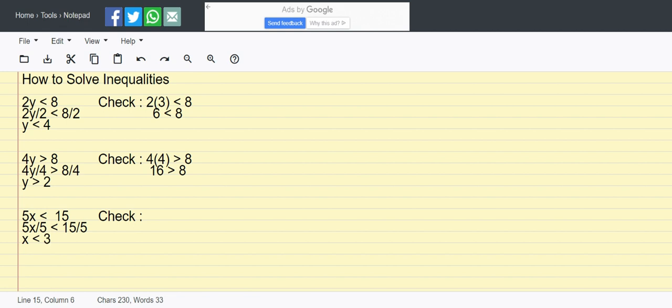To check if this is the correct answer, we can plug in any value that is less than 3. So I'm going to pick 2. So 5 times 2 is less than 15. 10 is less than 15, so this is true. So the answer is x is less than 3. So any value that is less than 3 would work in the x value.